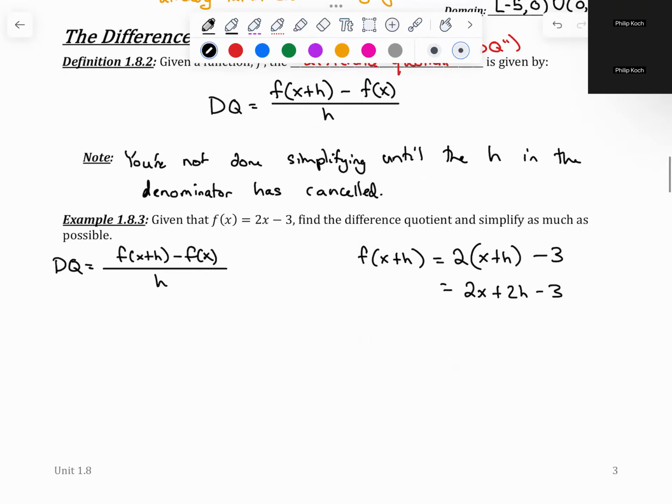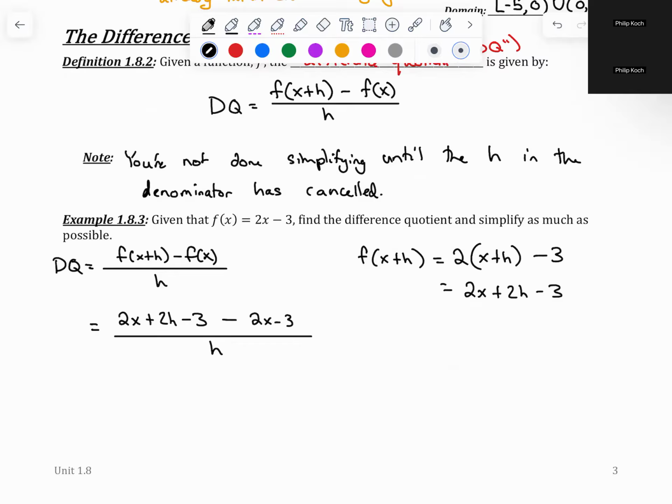So plugging that into the difference quotient, now that we know what f of x plus h is, this is equal to 2x plus 2h minus 3 minus 2x minus 3 all over h. Now, this is what John Doe student, once again, silly John Doe, always making mistakes. Let's be fair. Jane Doe did this. She's also silly. She keeps making mistakes. What did she do wrong? God, you said it already.